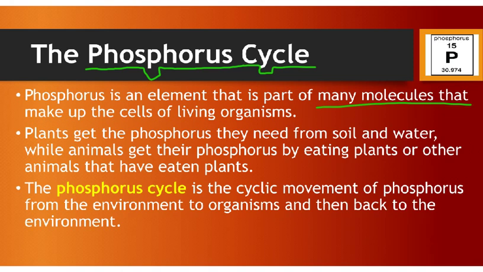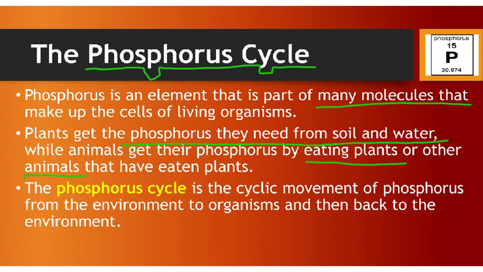And for the most part, plants get phosphorus from soil and water, and we'll talk about how that happens in a little bit. Animals get phosphorus by eating plants, or other animals that have eaten the plant. So we get our phosphorus either by eating a plant or eating another animal, much of the same way that we get our carbohydrates.